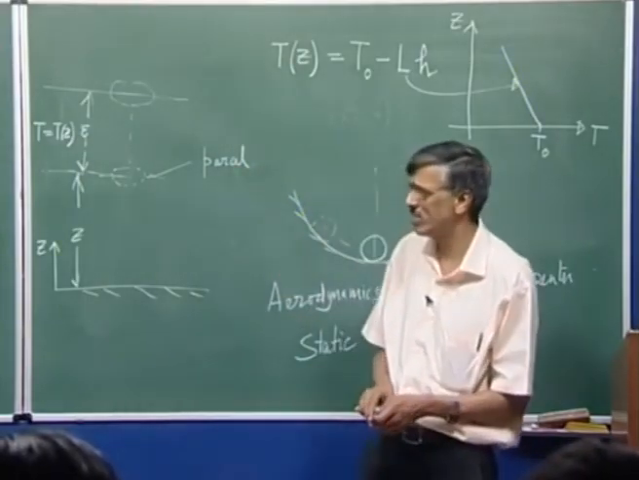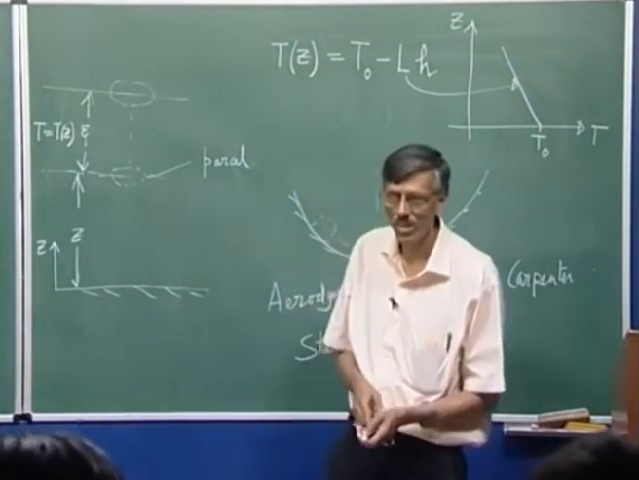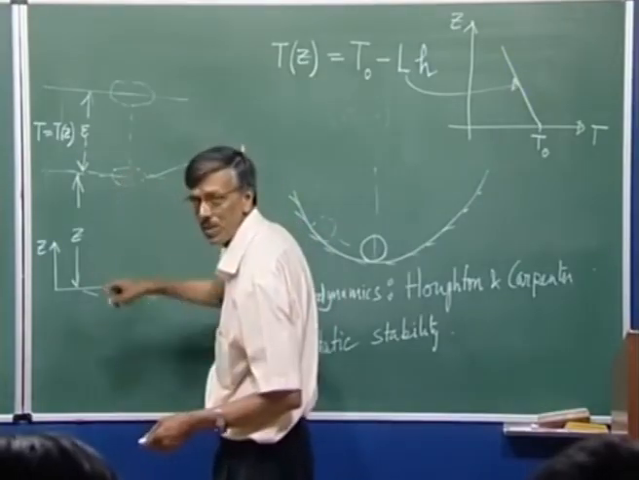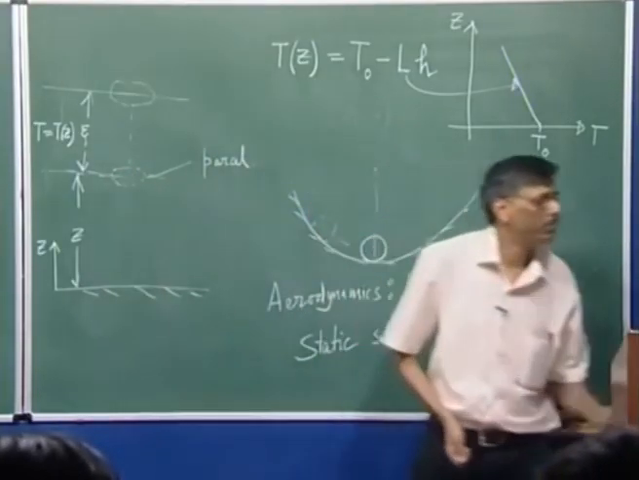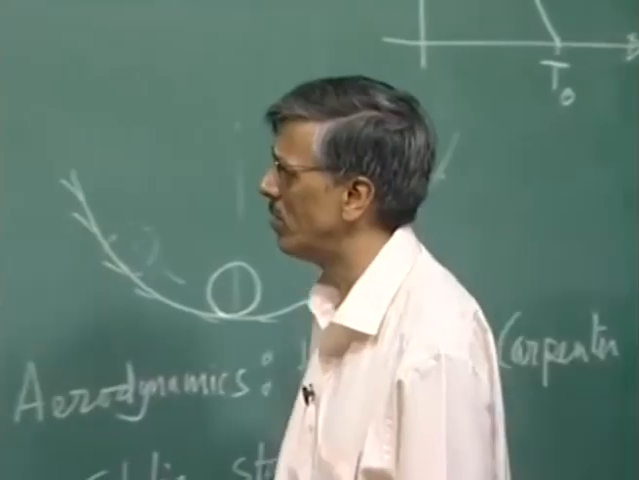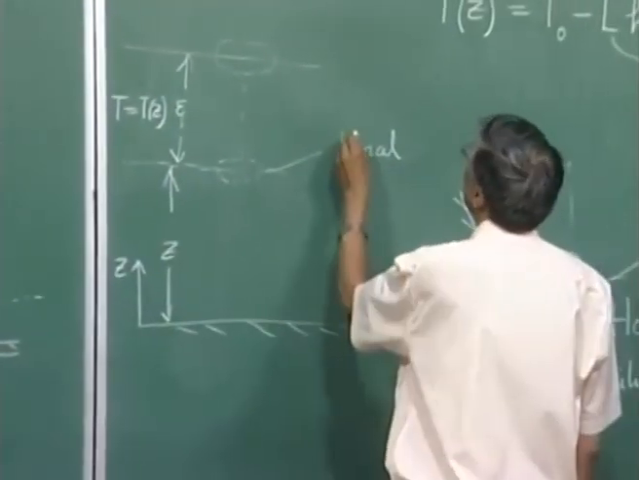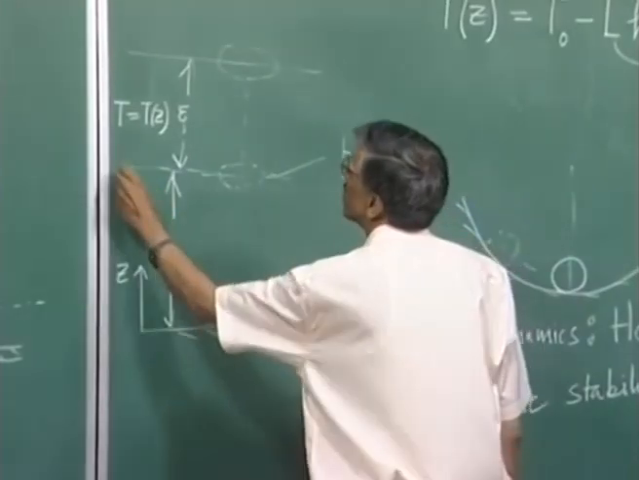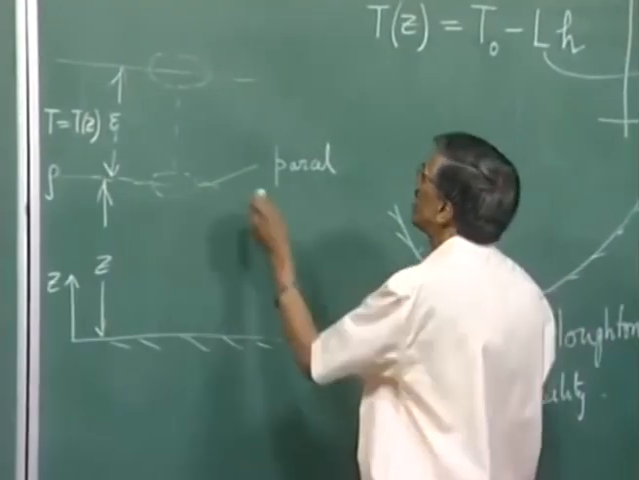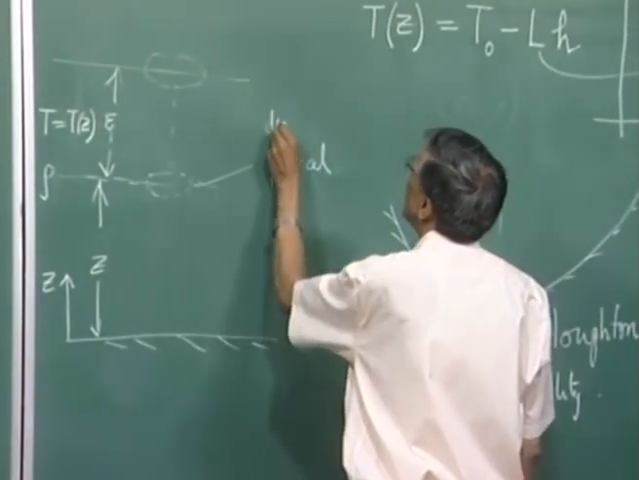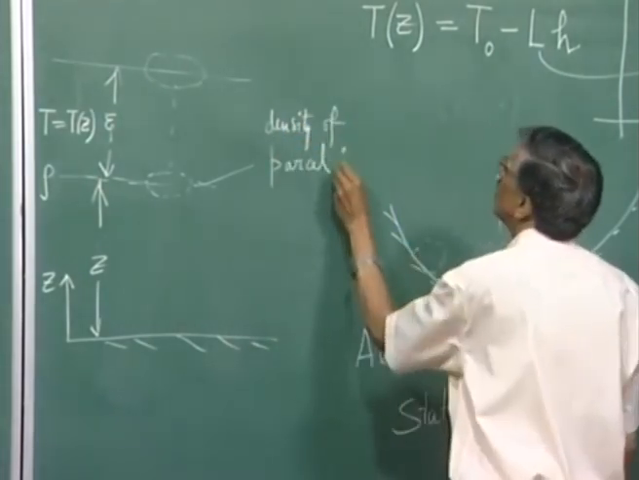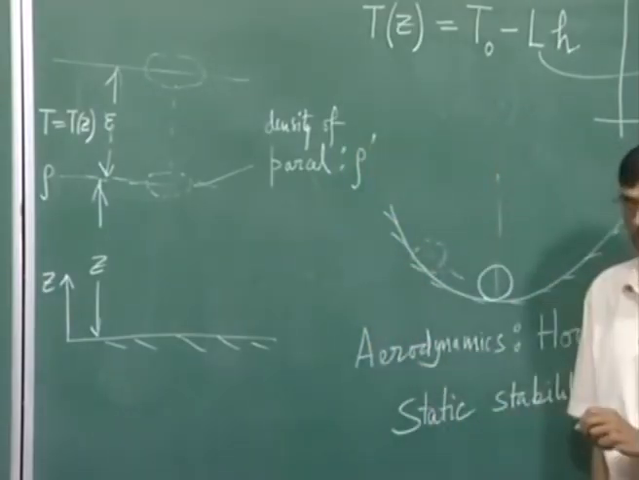What we are studying here is the dynamic stability. That means, if I identify this packet by, let us say, its density, let us now talk about the properties. Let us say the ambient density is given by rho as a function of height, whereas the density of the parcel I will call rho prime, right.